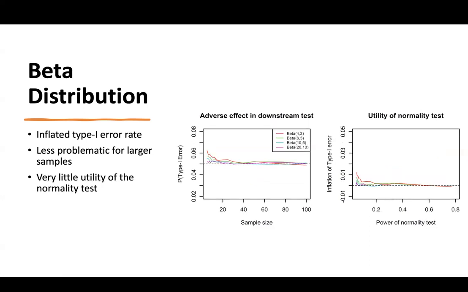The second is the beta distribution. We made the distribution negatively skewed by choosing values of parameters. And here are 4 different pairs of parameters. From the first plot, there is also evidence of inflated type 1 error rate, and it is less problematic for larger sample sizes. However, in the second plot, we can observe that there is only very little utility of the normality test in detecting issues.